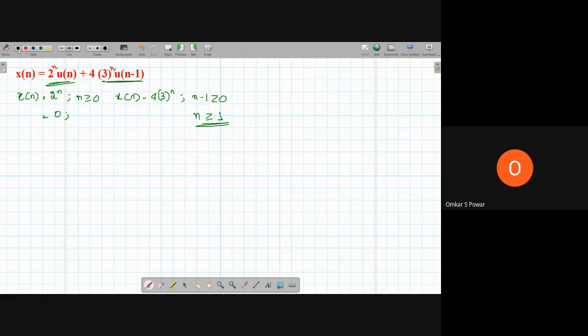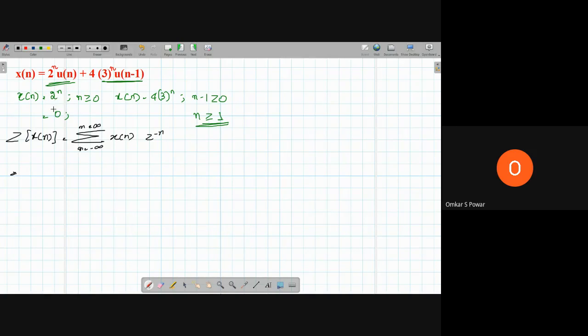So now let us write the formula and substitute this one. Z transform of x of n is equal to summation n varies from minus infinity to infinity x of n z to the power of minus n.